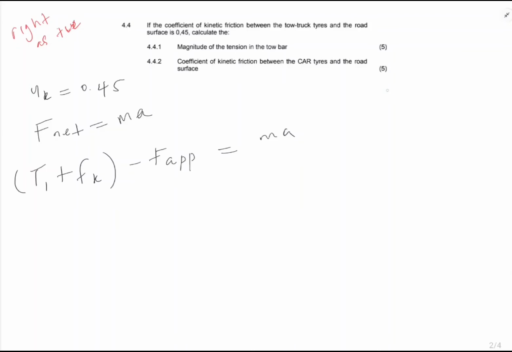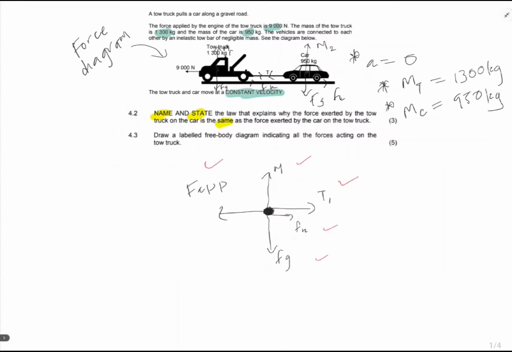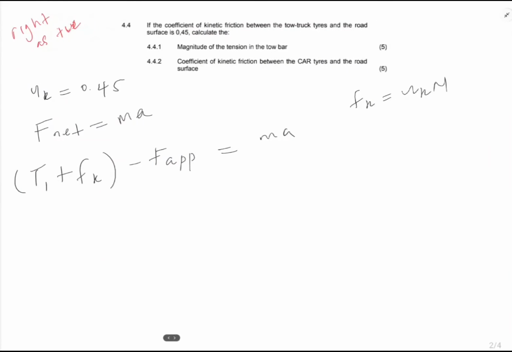And what is Fk? What is the formula for Fk? Fk, the kinetic friction, is mu k times N. Remember I mentioned before that the normal force doesn't really have an equation. We have to derive our own equation based on the information that we are given. So from this particular case, the normal is equal to the gravitational force, because that's the only force that is acting in the vertical. So normal is equal to Fg, which is equal to the mass of the tow truck times the gravitational acceleration.